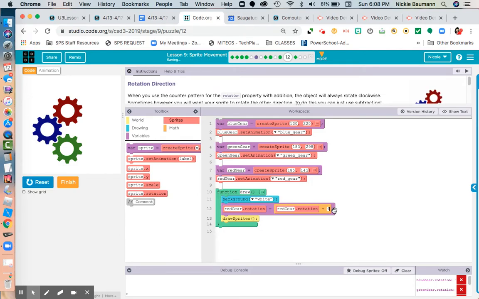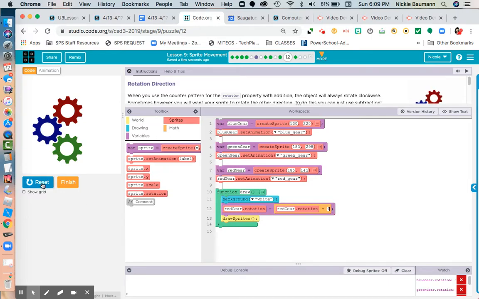And then I'm going to redraw the white background again, and I'm going to add 4 to the last setting of red gear rotation, which was 8. So 4 plus 8 is 12. And then I'm going to draw it again, and then do the background, and rotate it again. So now it's 12, and then I'm going to draw it.